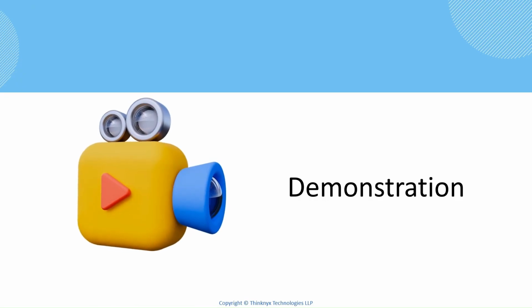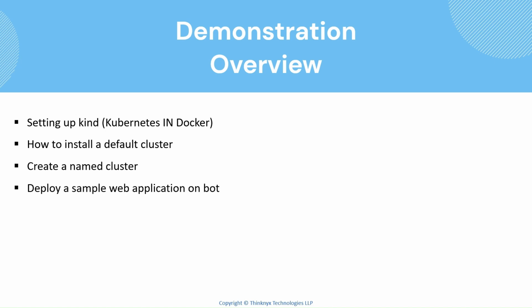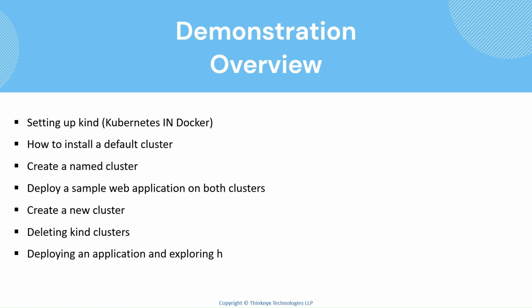Now let's proceed to a live demonstration. In this demonstration, we will start by setting up Kind, which is Kubernetes in Docker. We will then learn how to install a default cluster, proceed to create a named cluster as well, and deploy a sample web application on both clusters. Following that, we will create a new cluster using a specific Kubernetes version of our choice. We will also cover the process of deleting Kind clusters and conclude by deploying an application and exploring how to access it.